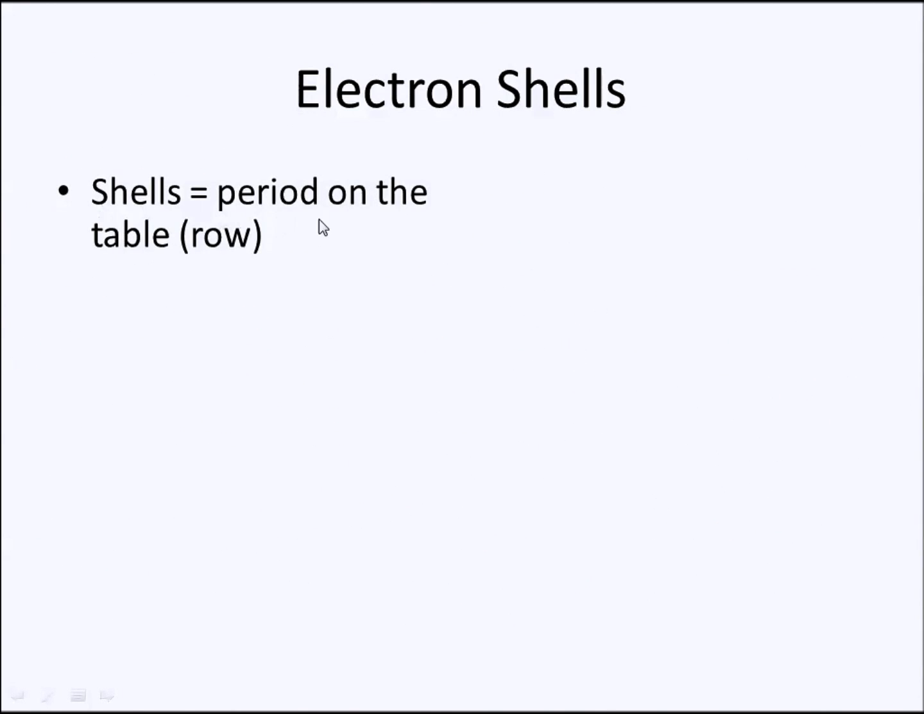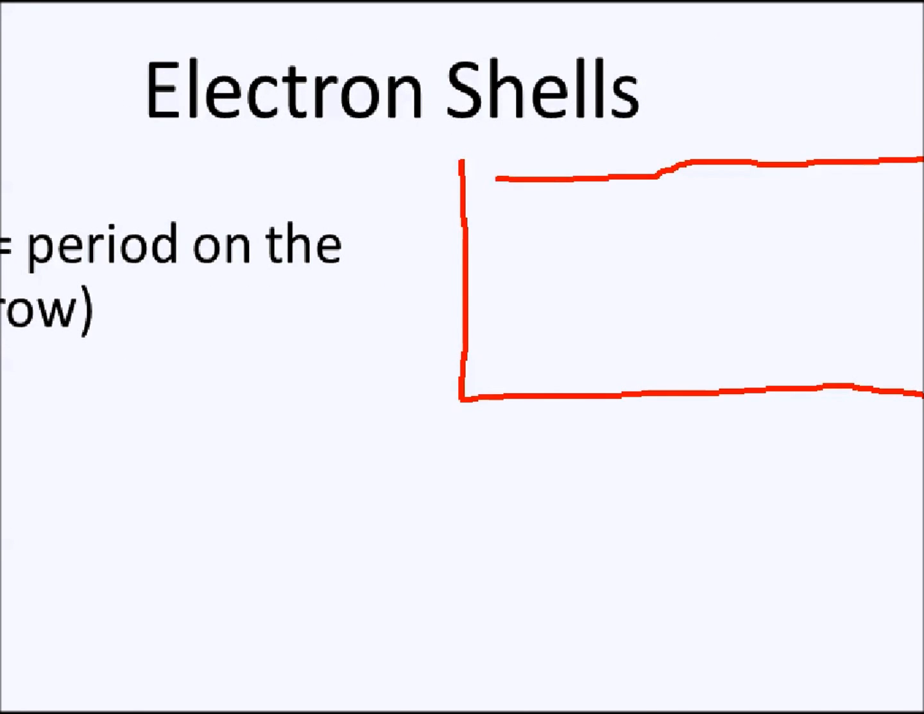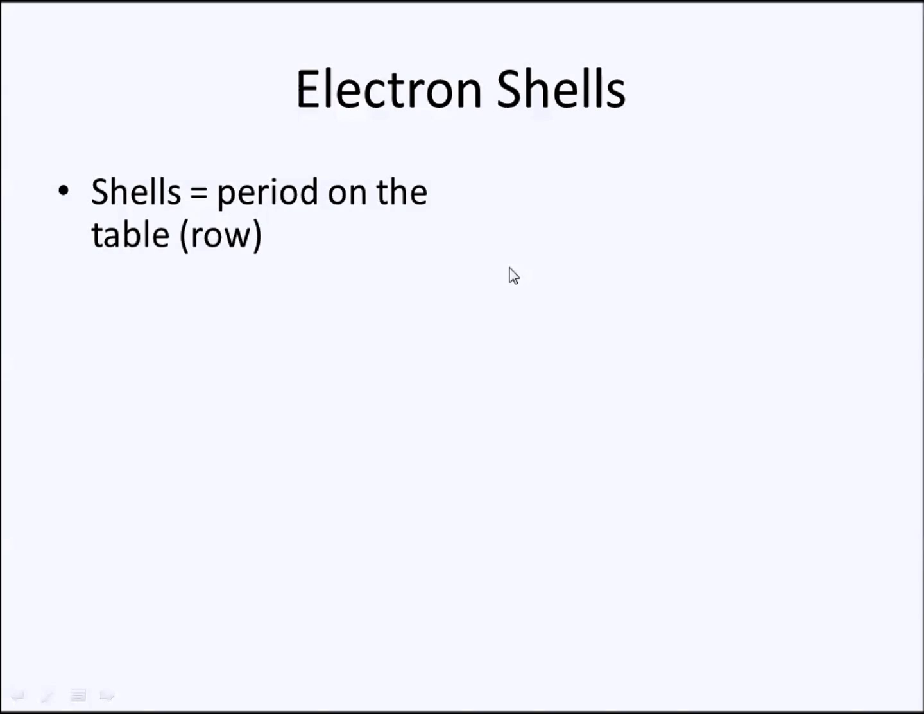Now, when I say an electron shell, what I'm really talking about is a period on the periodic table. So even though their energy levels don't necessarily line up, sorry for my bad drawing here, on that periodic table, row 1 is shell 1, row 2 is shell 2, row 3 is shell 3. So these rows will also be called shells, and they're called electron shells, not subshells, but shells.